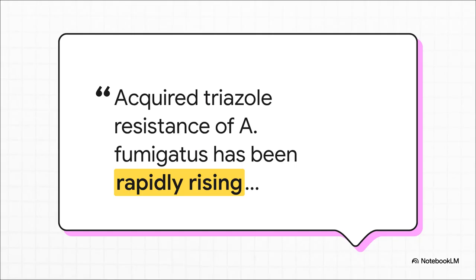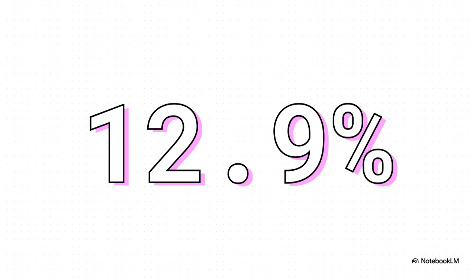So you have natural resistance in some species, but what's even more concerning is acquired resistance. And as this guideline from a few years back pointed out, resistance to our first-line drugs, the azoles, in the most common species, A. fumigatus, has been rising and rising fast. Just how fast?